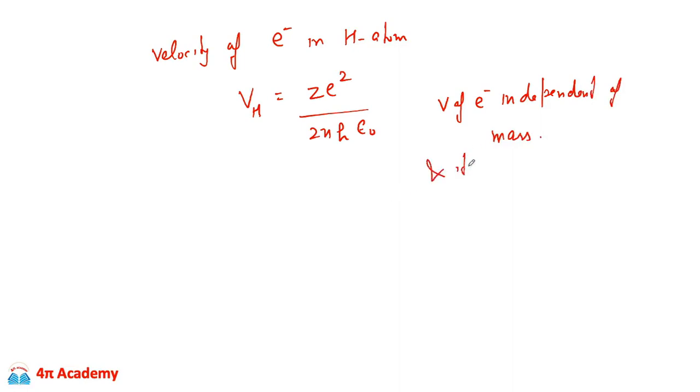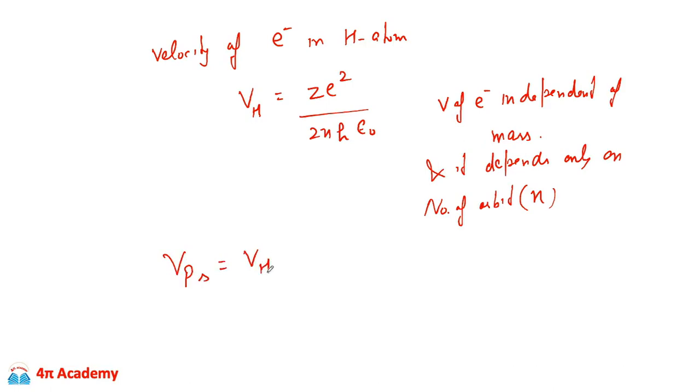And it depends only on the number of the orbit n in which that electron is present. So similarly for positronium, the velocity will be the same. Therefore the velocity of the electron in the hydrogen atom and the velocity of the electron in the positronium atom are the same for the same orbital electron, because it does not depend upon the mass.